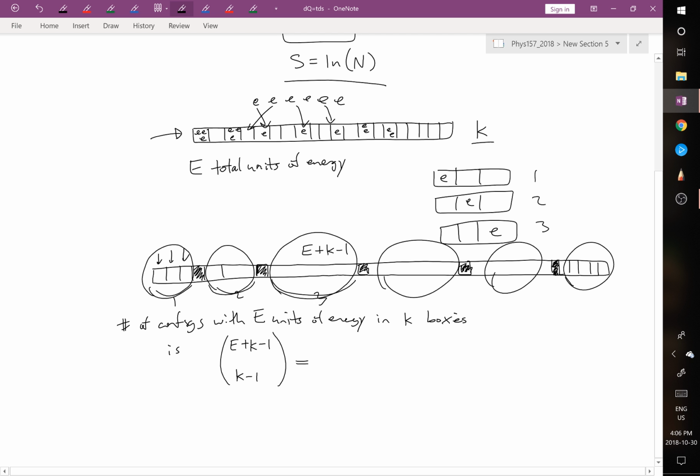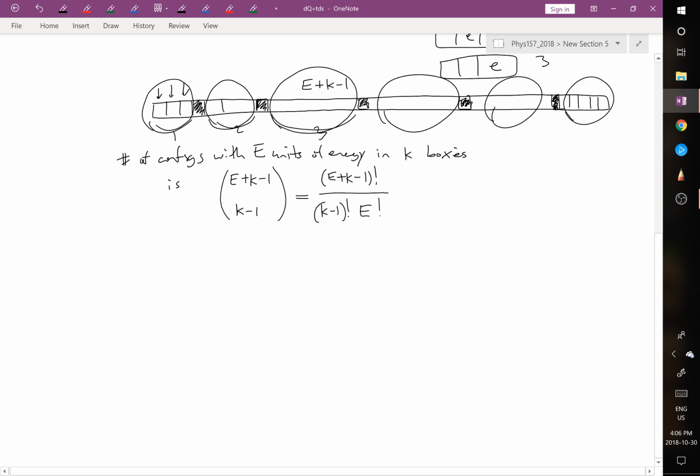And if you don't remember the definition of this choose object, it's defined in terms of factorials: E plus K minus 1 factorial over K minus 1 factorial, and then the difference of the top and the bottom, which is E factorial. Now if E and K are big numbers, which we're going to assume, then all of these factorials are really big numbers.